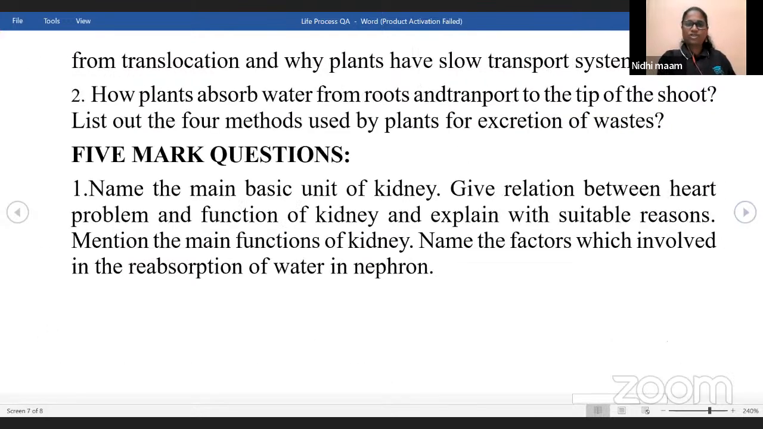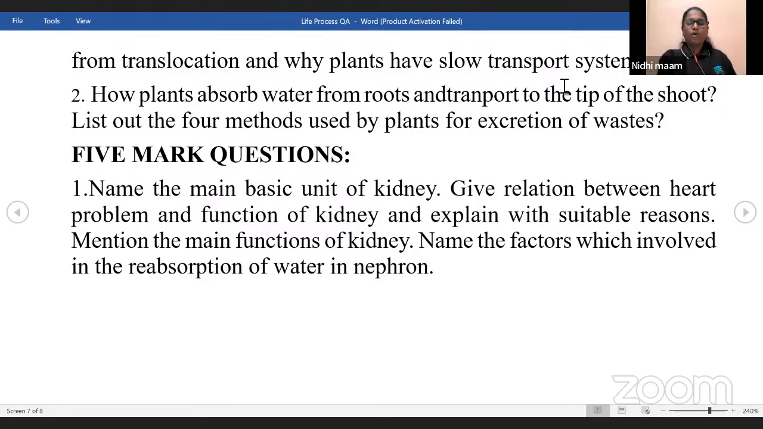How transpiration differs from translocation. Translocation means transportation of food. Transpiration means loss of water. Why do plants have a slow transport system? It should flow against gravity, through the sieve tubes of the phloem. So through that it should go.